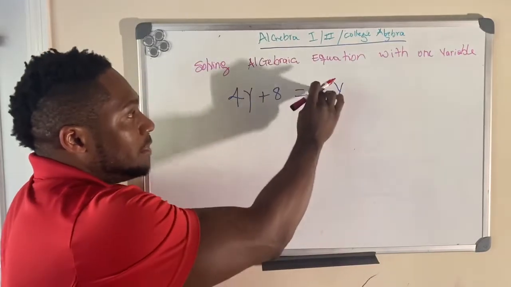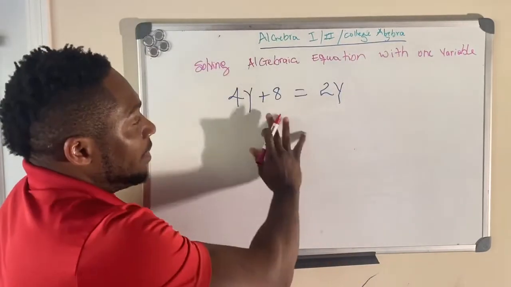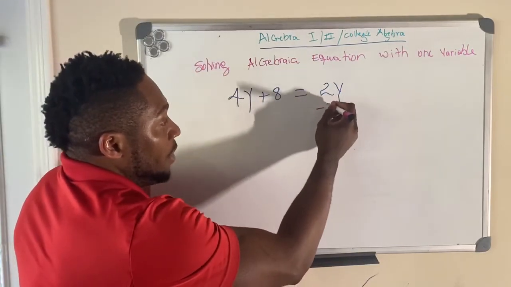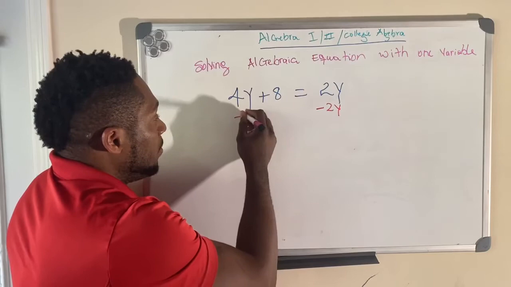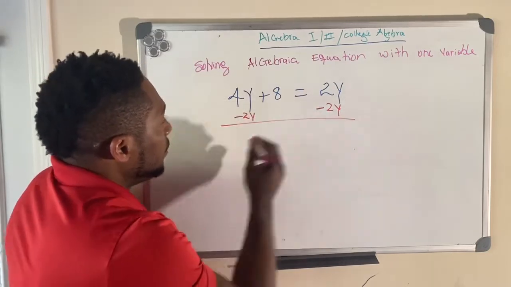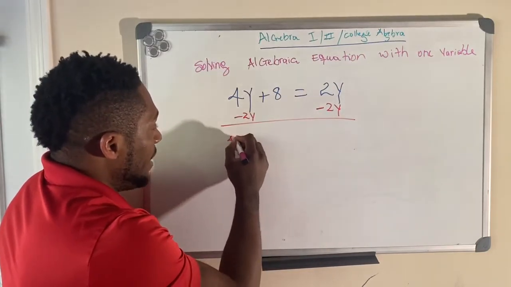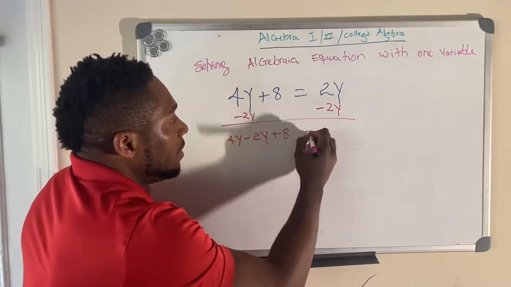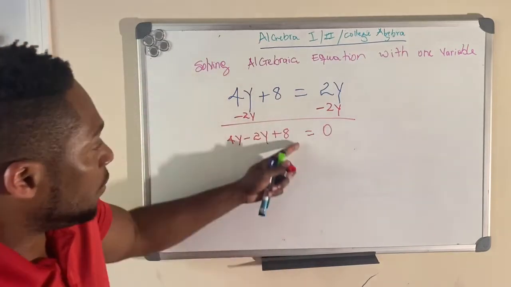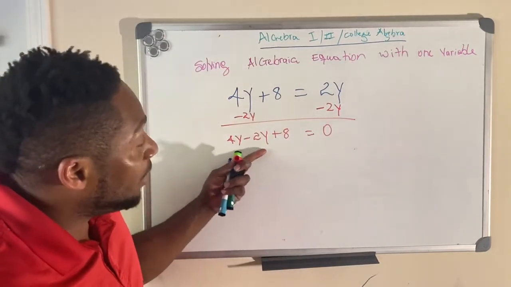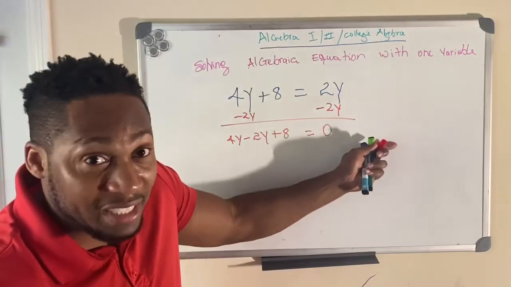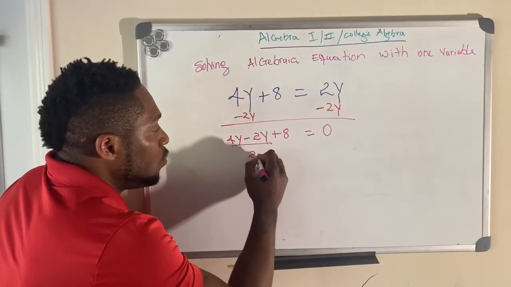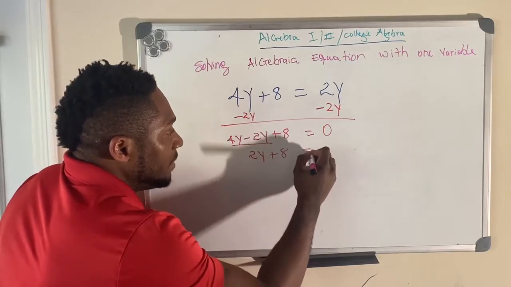So this is plus 2y. In order for us to cancel this, or move it to this side, we're going to subtract 2y on both sides of the equality. Minus 2y, minus 2y. So you have 4y minus 2y plus 8 is equal to 0. Now we have the 8 here, and we're going to send that 8 to the other side. We can reduce this first, of course. 4y minus 2y is 2y, plus 8 is equal to 0.